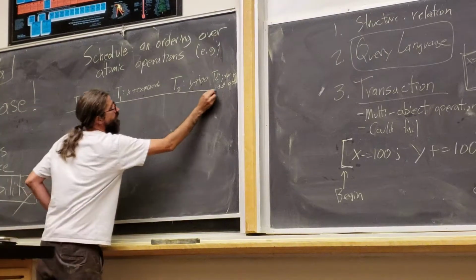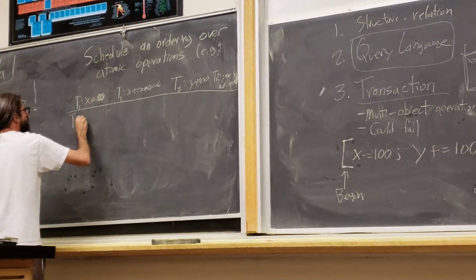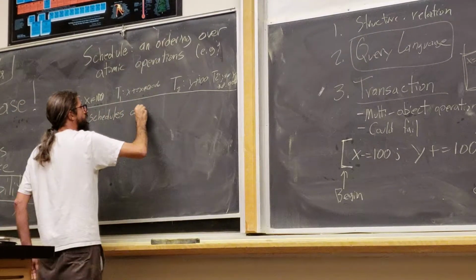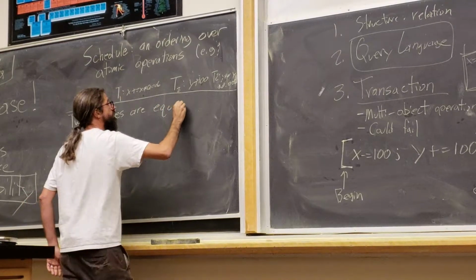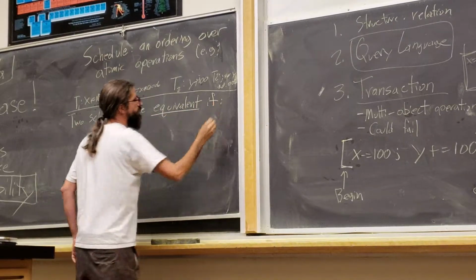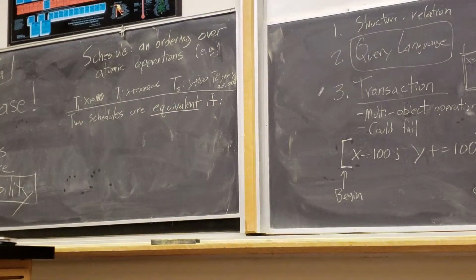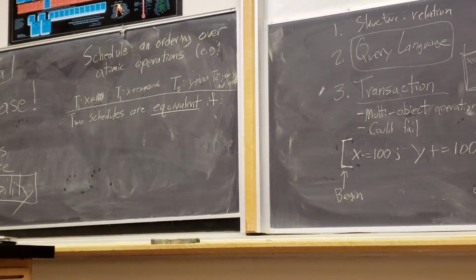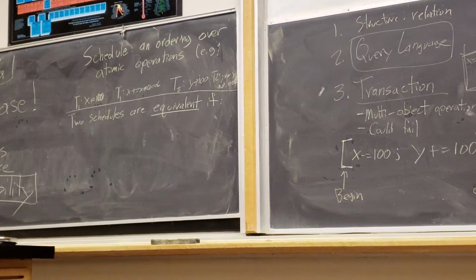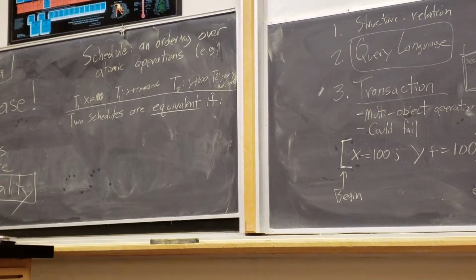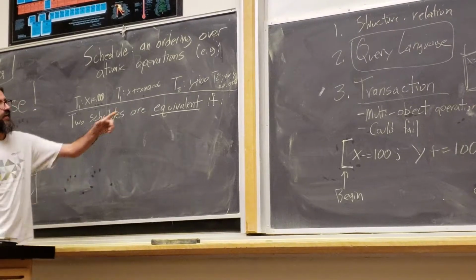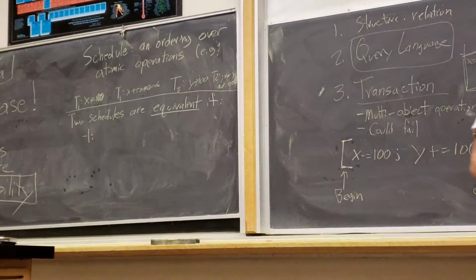We say that two schedules are equivalent if... it's going to turn out there are two definitions of equivalence. One is the one that we want intuitively, and the other is slightly stricter, permits fewer schedules, but is computationally tractable. So let's talk first about the intuition. When should you say that two orderings of atomic events are equivalent?